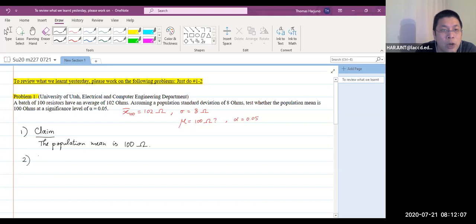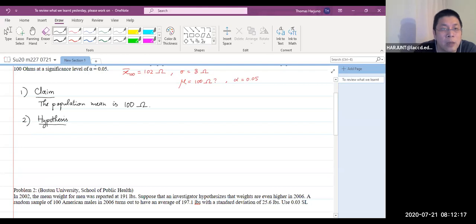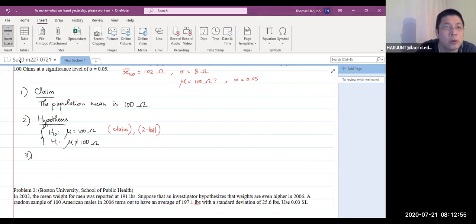So step two, hypothesis. The null hypothesis, mu equals 100 ohms. And the alternate hypothesis, mu is not 100 ohms. Now the claim is here. And because it is a not-equal sign, that will be a two-tail. I think this is the first time we deal with a two-tail case. Let me make more space here.